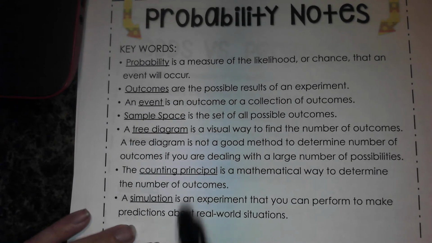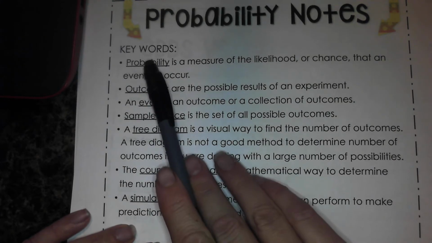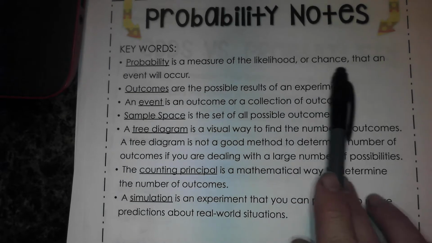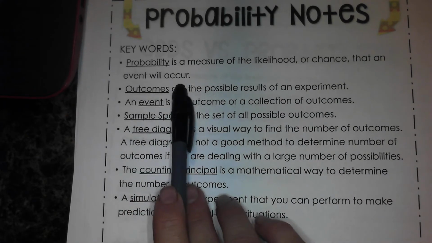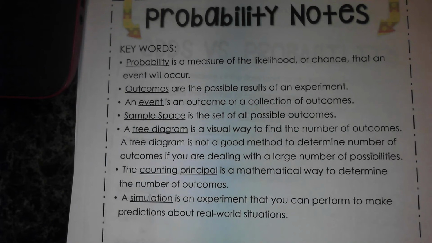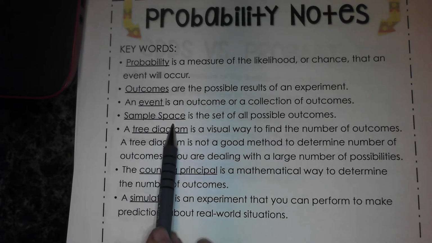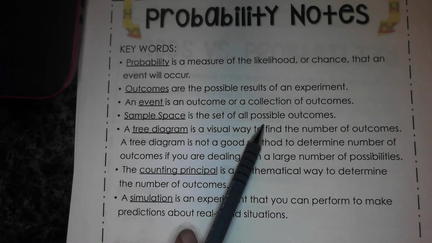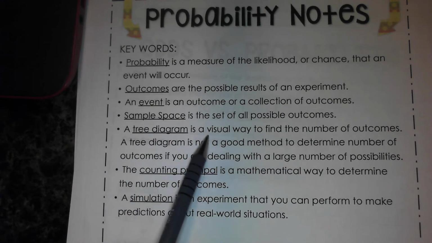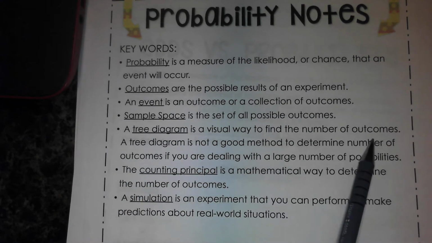Probability notes. So the key words are probability, which is a measure of the likelihood or chance that an event will occur. Outcomes are the possible results of an experiment. An event is an outcome or a collection of outcomes. A sample space is a set of all possible outcomes. A tree diagram is a visual way to find the number of outcomes.